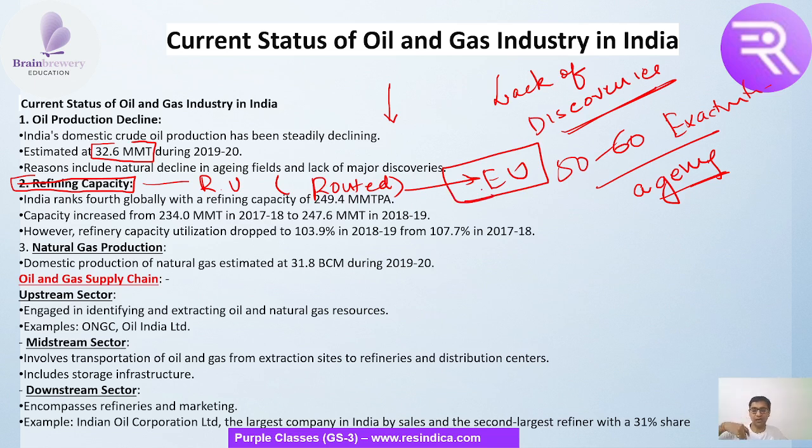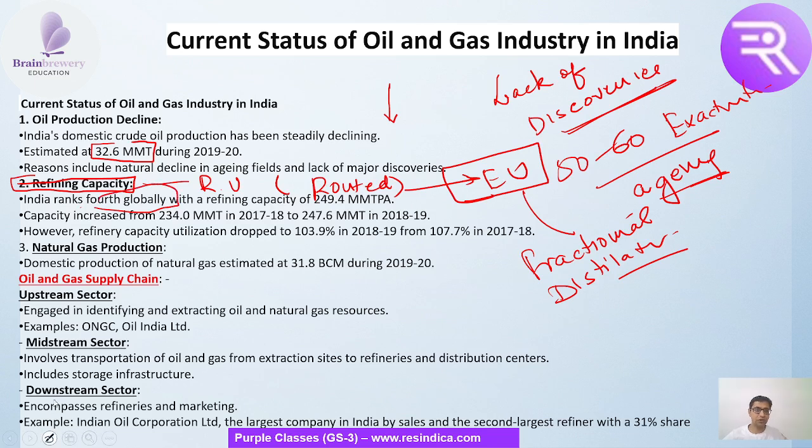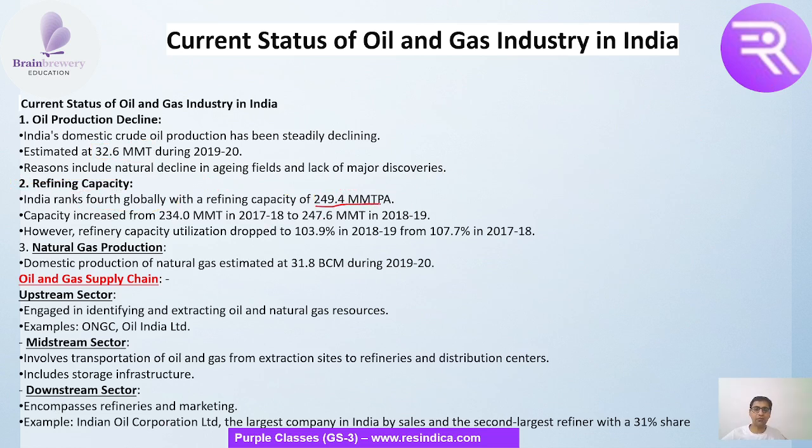Refining means converting crude oil into various components using the fractional distillation process. India has the fourth largest global refining capacity. What is the refining capacity of our country? It is 249.4 million metric tons per annum. This capacity has increased from 2017-18 to 2018-19, but slowly the refining capacity utilization has dropped. That means we have a refining capacity, but the usage has dropped because of certain regulatory matters, the pandemic, and all these things.